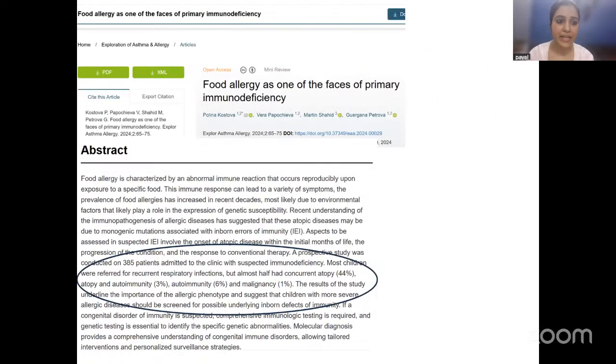Again, one more study, which was very recent, was a prospective study where they saw 385 patients who were admitted with suspected immunodeficiency. And again, most were referred to the institute as recurrent respiratory infection, atopy, autoimmunity, something like that, or a food allergy. But actually, there were cases of PID. And to be honest, we also get such referrals, where they would be referred to us as autoimmunity, atopy, or a chronic dermatitis or something like that.